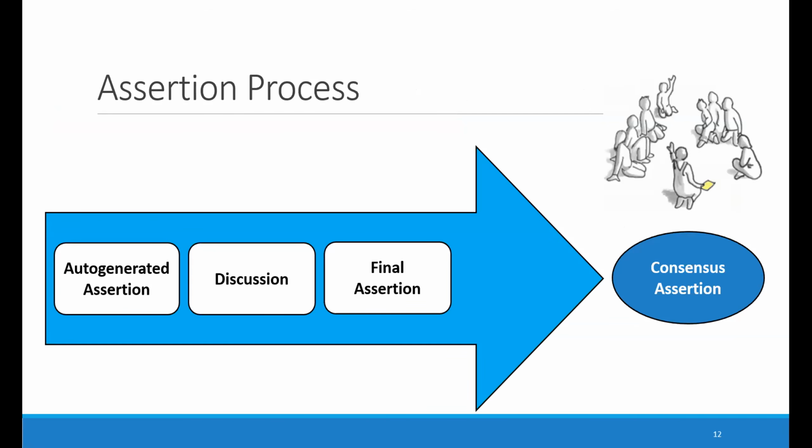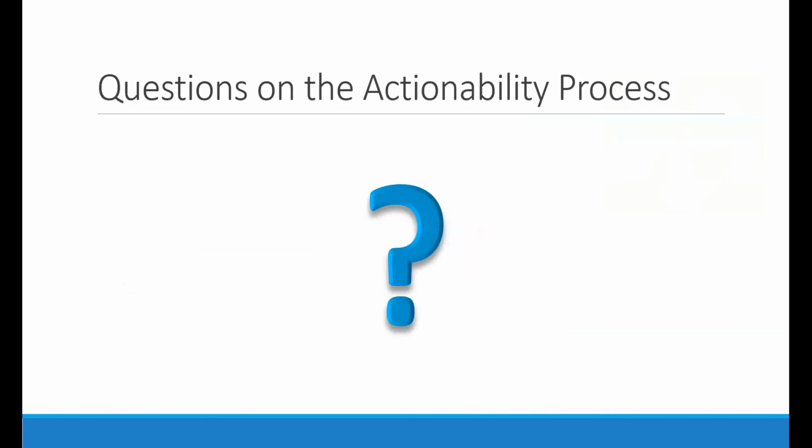And then our assertion process is going to be analogous to our scoring process, except for the initial assertion being auto-generated. We have a discussion. Individuals can make their final assertion, and then we have a consensus assertion. And that's something that we're still working on developing and incorporating into our process. I think that covers our process.